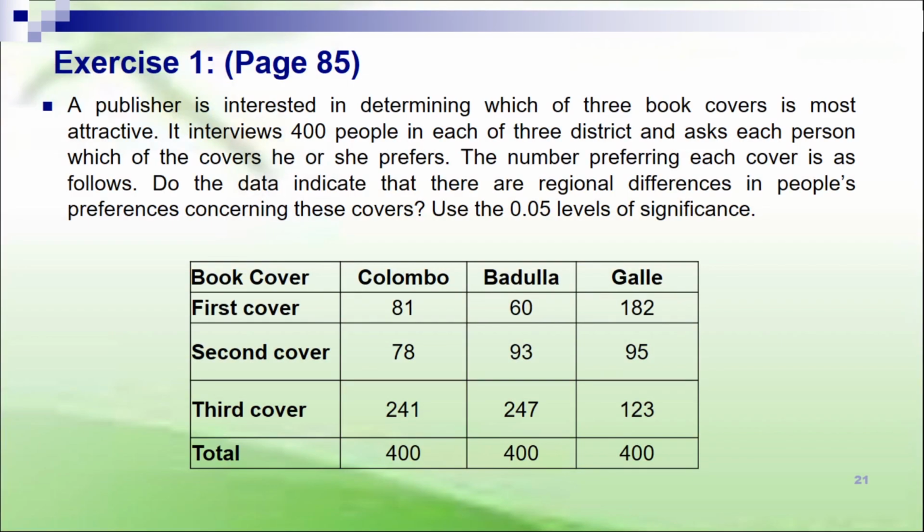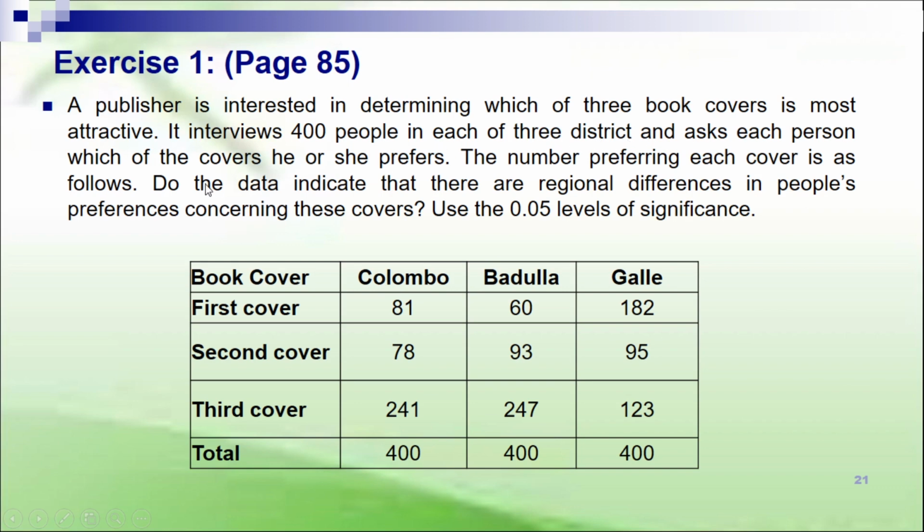Now see the first exercise given in your course manual, page number 85. Let's read this one. The publisher is interested in determining which of 3 book covers is most attractive. It interviews 400 people in each of 3 districts. Then the sample size is equal to 400 times 3.